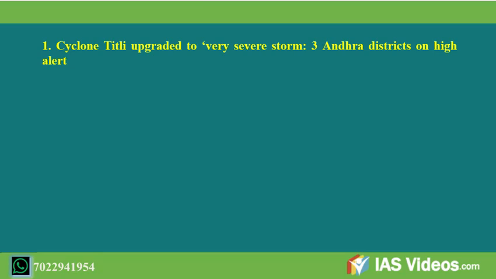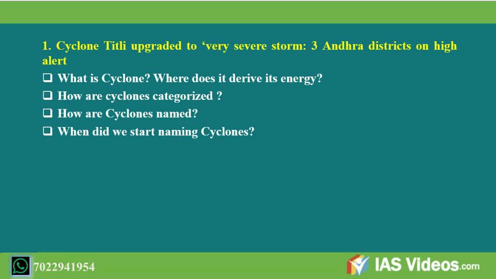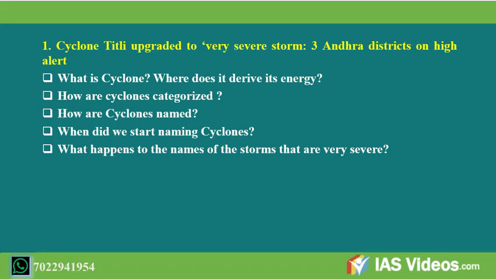Cyclone Titli upgraded to very severe storm. 3 Andhra districts on high alert. What is cyclone? Where does it derive its energy? How are cyclones categorized? How are cyclones named? When did we start naming cyclones? What happens to the names of the storms that are very severe?